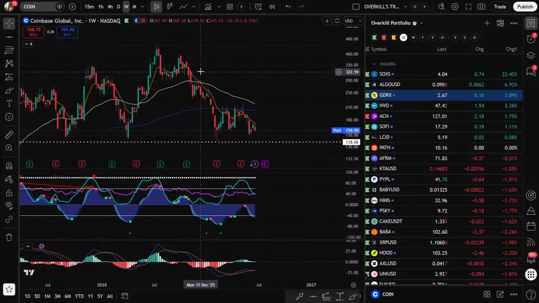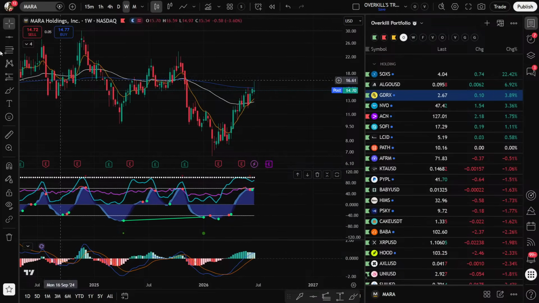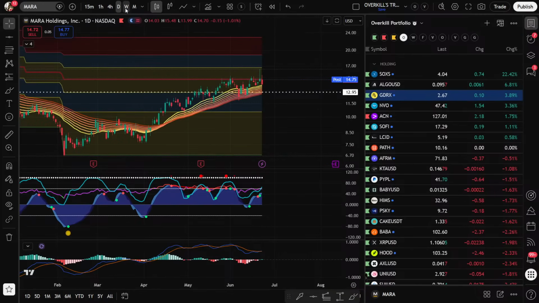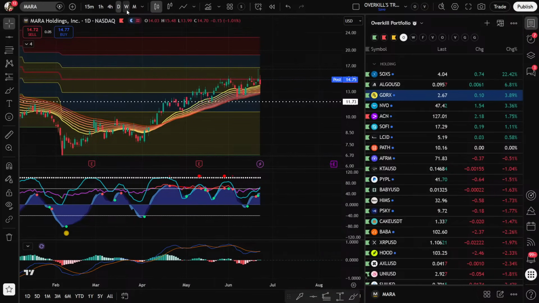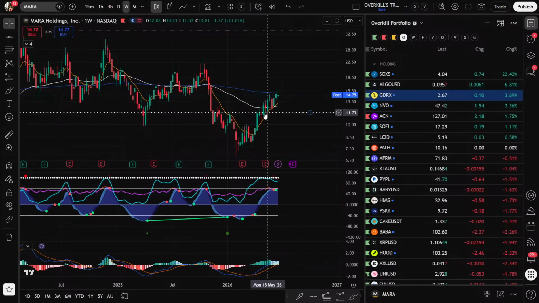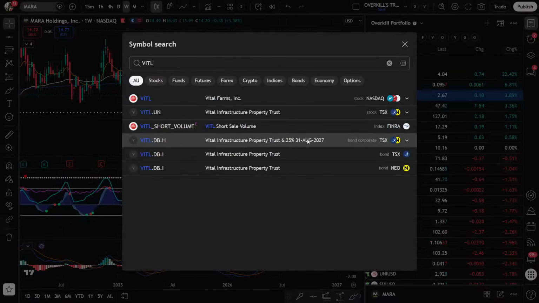Mara, M-A-R-A. Again, the wave's pretty far up here, so we wouldn't be looking to trade it. But if you're in it, I'd use a stop loss at like 1290, maybe down there at like 1150. Okay, if it breaks 1150, I would sell it. Again, nice trade off of this signal back here in February at 7. Boom, all the way up to 1500% move. Beautiful move there.